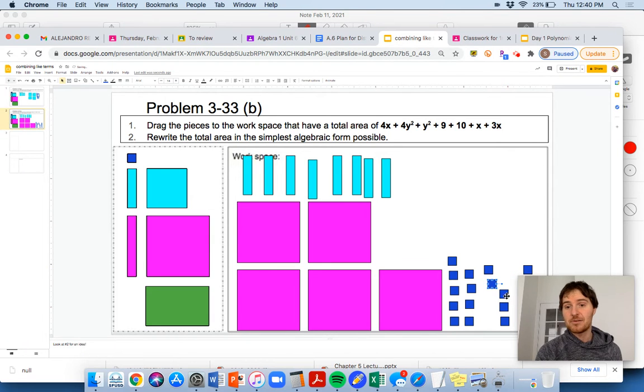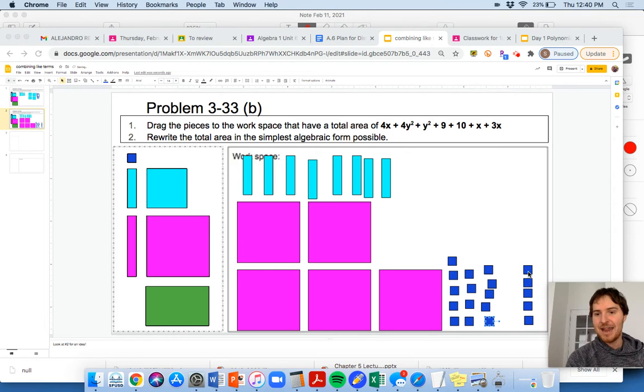I can move these a little closer if I want because I can combine my 10 with my 9. I certainly can. And I'd have how many? Well, 10 plus 9 is 19. Like I got these 19 tiles together right here. So combining my 1s, I get 19. Combining my x's, I get 7x.